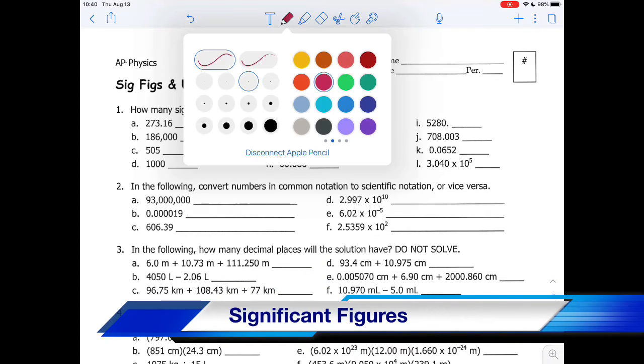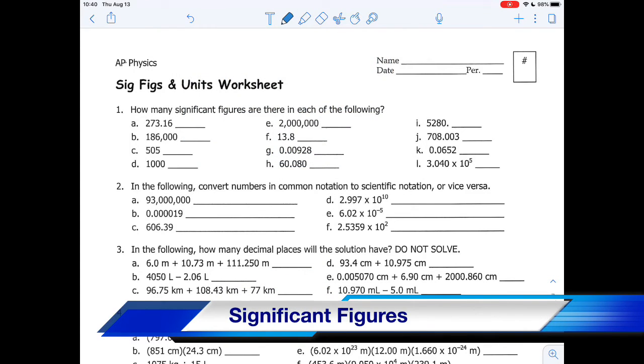Hey AP Physics C, today we're going to practice counting sig figs in values. So the reason B only has 3 is because those trailing zeros are not significant. And for 505, that 0 is sandwiched between two non-zero digits, so that makes the 0 significant. For D and E, those trailing zeros again are not significant, so there's only 1.